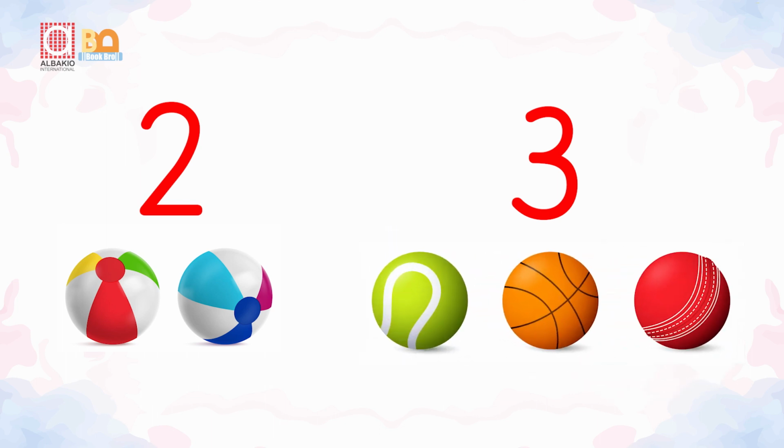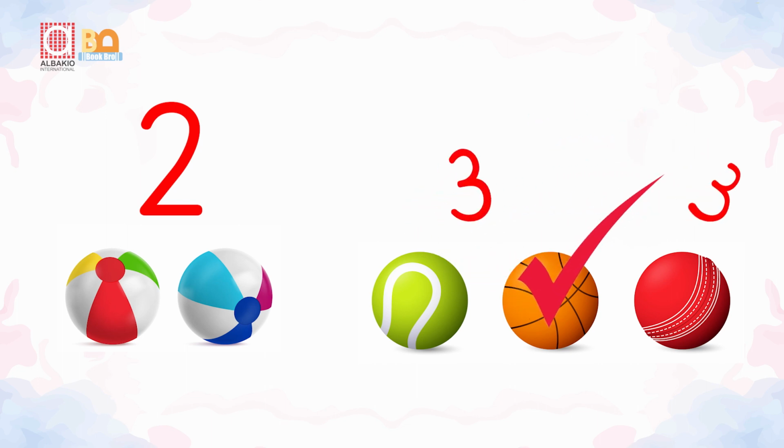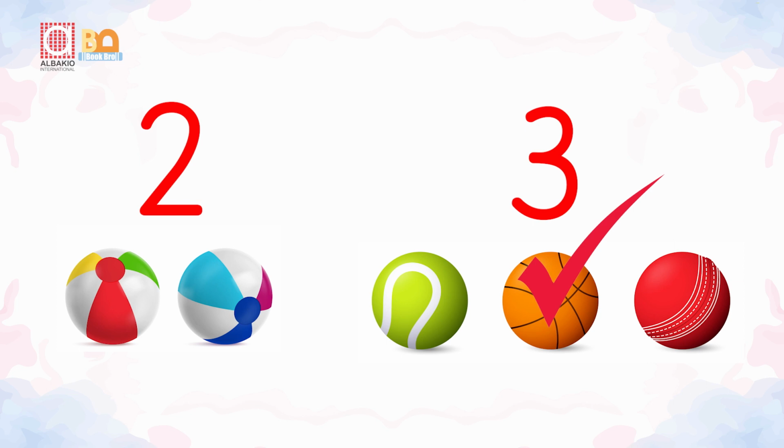How? Look at the pictures. This is number 2, and you can count 2 balls. This is number 3, and here you can count 3 balls. Now, which group has more balls? Obviously, this one. Number 3 represents more balls. That's why it is bigger than number 2. And number 2 is smaller than number 3 because it is representing less number of balls.